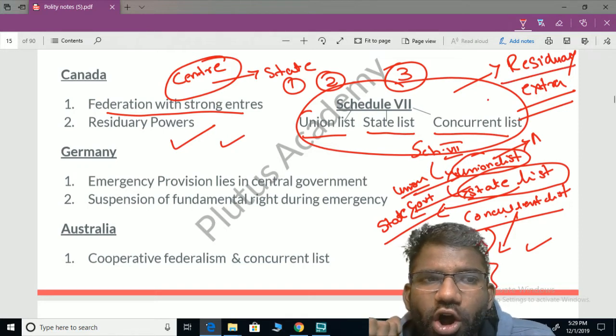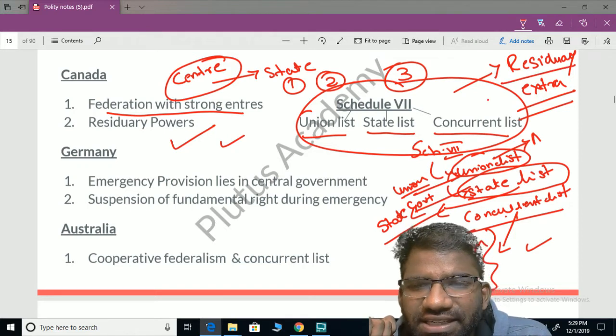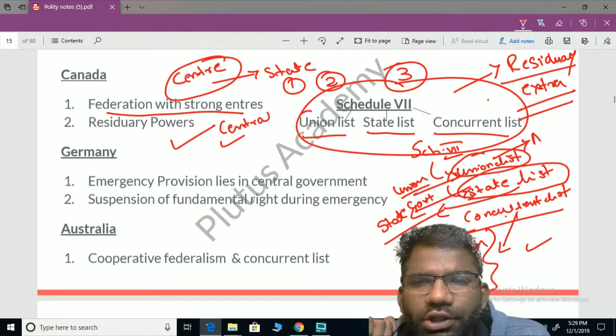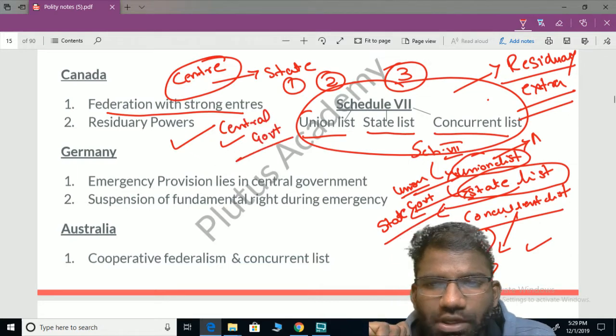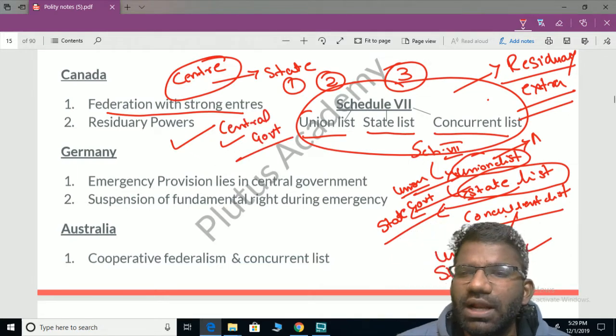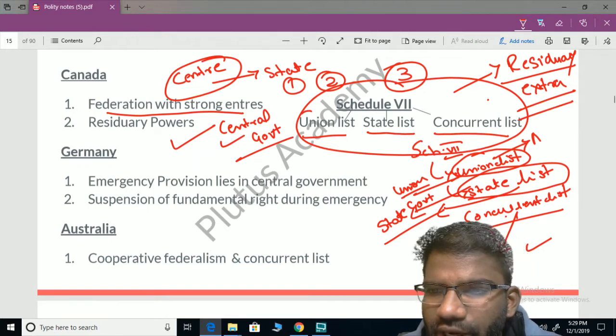Who will make the law on the residuary list? It is the central government who will make the law on the residuary list. Okay, the central government will make the law on the residuary list.